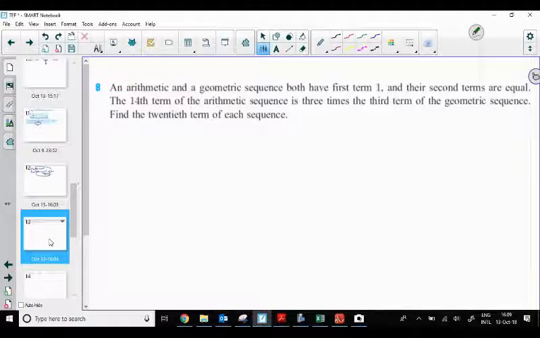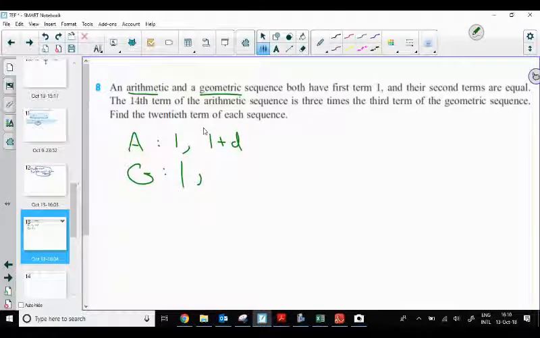Here, look at this. Our first real mixing and matching problem. Here, we're talking about both arithmetic and geometric sequences at the same time. They both have a first term of 1, so I'm going to use my A sequence starts with 1, and my G sequence also starts with 1. Then I know that their second terms are equal, so that means that 1 plus the common difference, whatever that might be, is going to be equal to 1 times the common ratio. So I've got my first equation here, 1 plus d is equal to r.